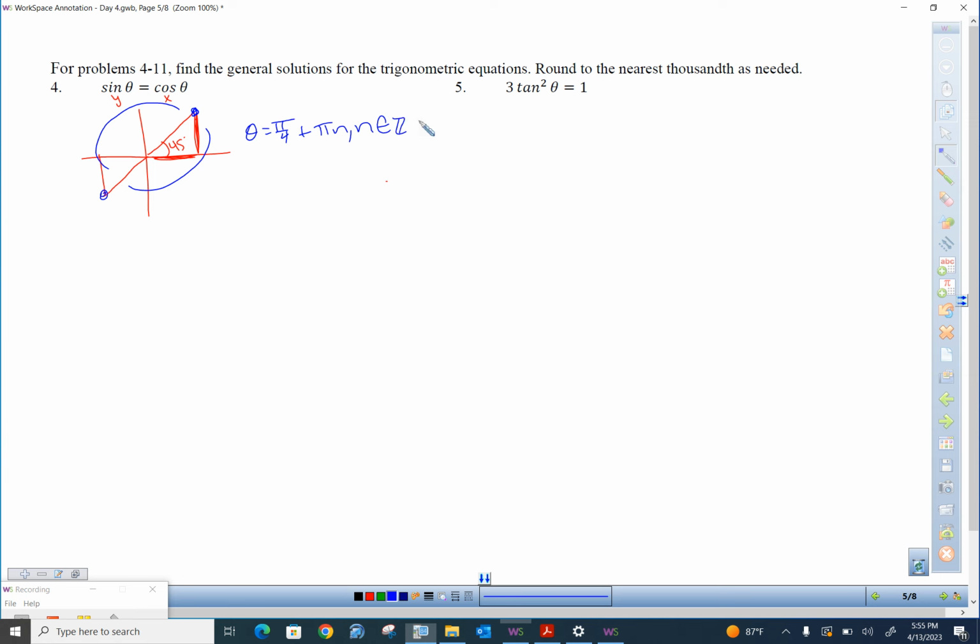Okay, the next one, you'll notice there's some extra numbers in different places we're going to have to solve. Okay, think about order of operations. We're trying to get theta by itself, and we're going to solve old school style, moving some stuff around. So I've got now tangent squared theta equals 1/3. And we know to get rid of a squared, we take the square root.